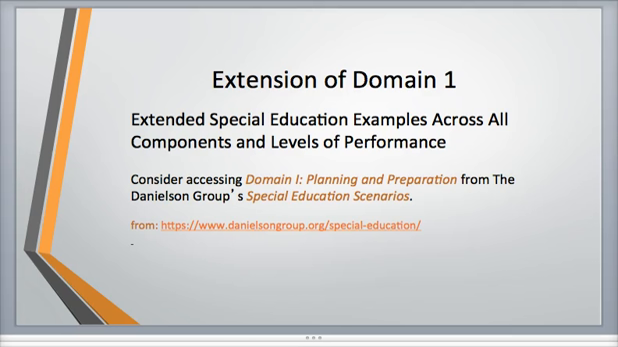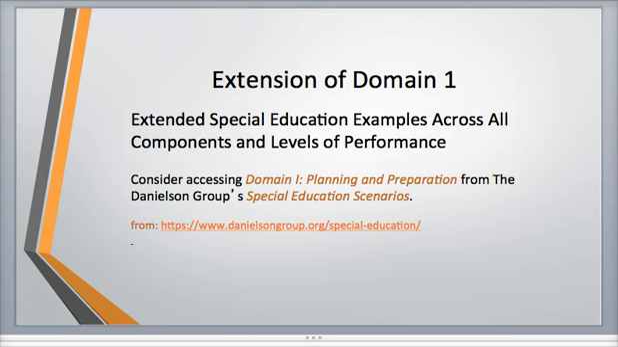These scenarios are by no means meant to be exhaustive. It is important to note that these scenarios are not a rubric for special educators. However, the concepts and the framework for teaching are embedded in each scenario.